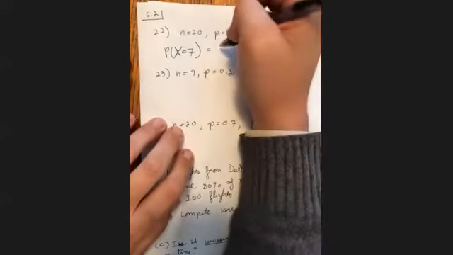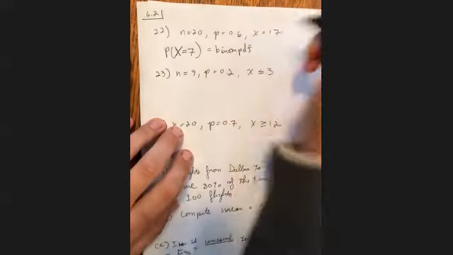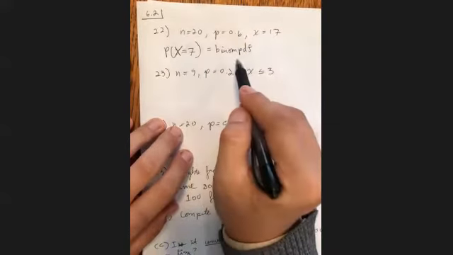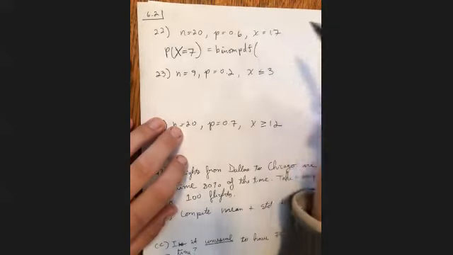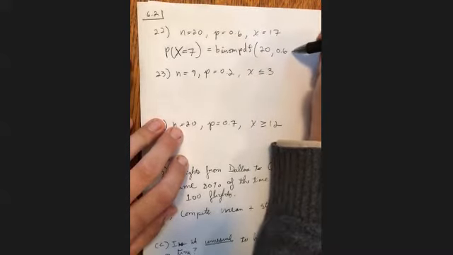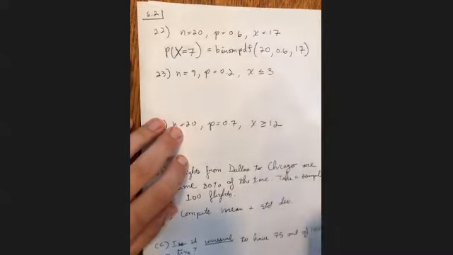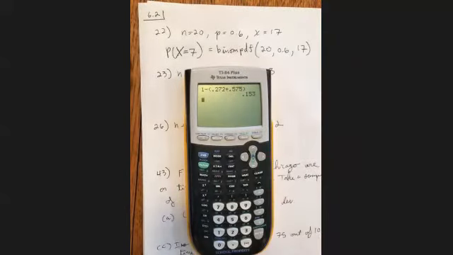Well, using the calculator, we would use the binom PDF, because we have an equal sign here. We use the PDF, and remember what the inputs are here. It's N, P, X. So that's exactly what we'd use to compute this.